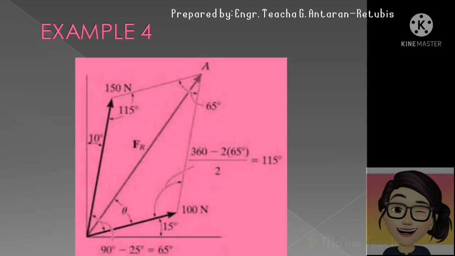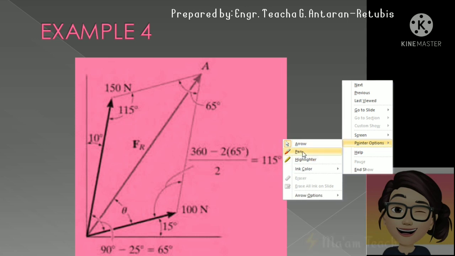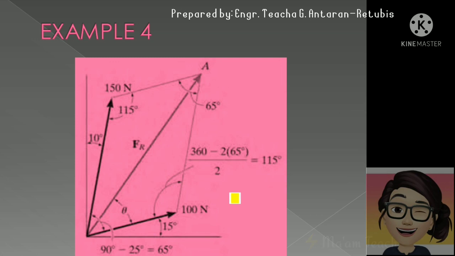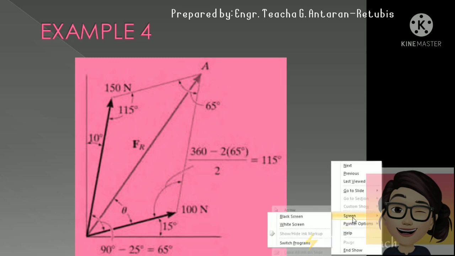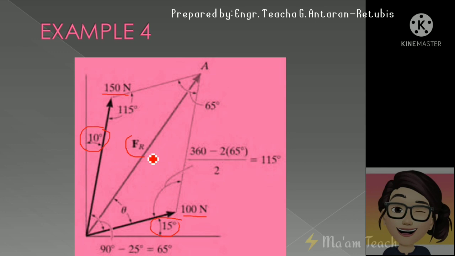We have simplified it. We have drawn here the 100 Newton, this one, and the other one here, 150 Newton. Take note, here is the direction applied and the 15 degrees based from the x-axis. Now, what is required here is the resultant force, which is symbolized as F sub r.